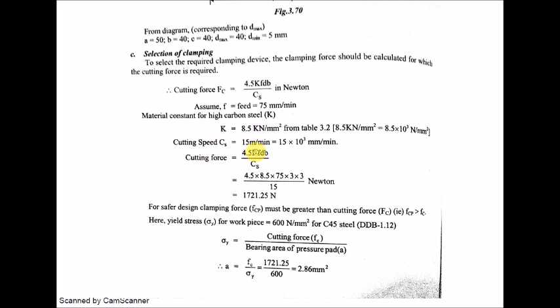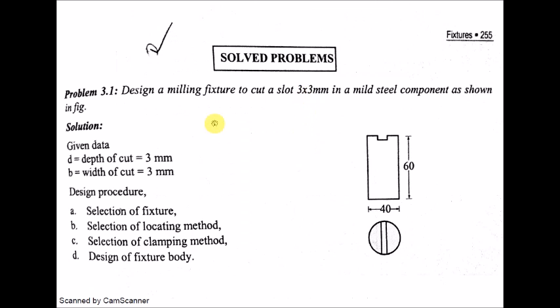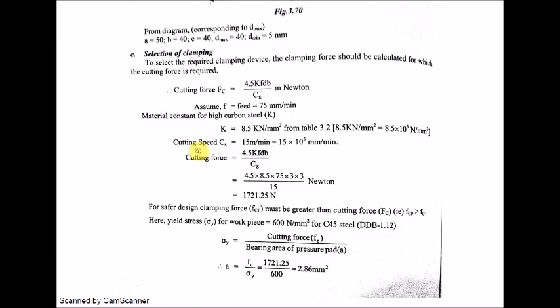And cutting speed may be assumed. Assume the feed is 75 mm per minute, and cutting speed CS is equal to 15 meter per minute, so 15 into 10 power 3 mm per minute. From this we can calculate the cutting force. Around 1721 was found out, and B into D refers to 3 into 3, which is already given in the sum itself. So it is easy to find the cutting force.